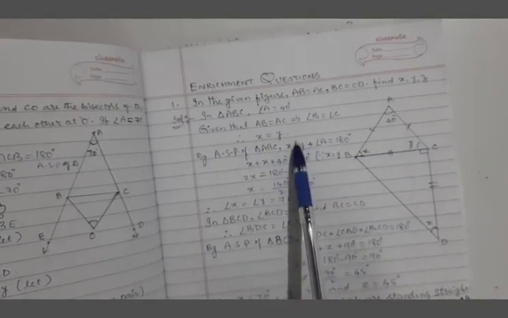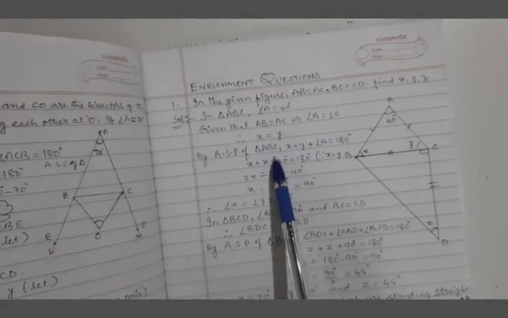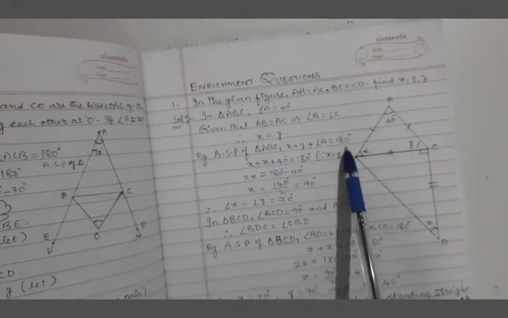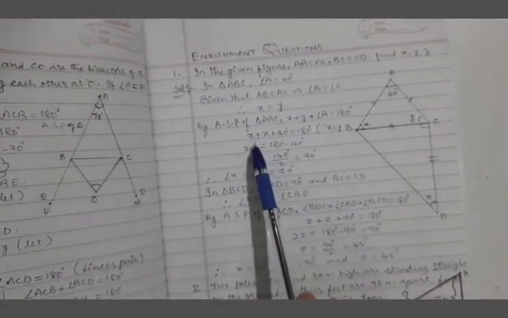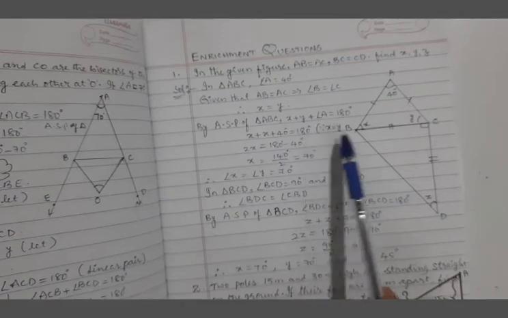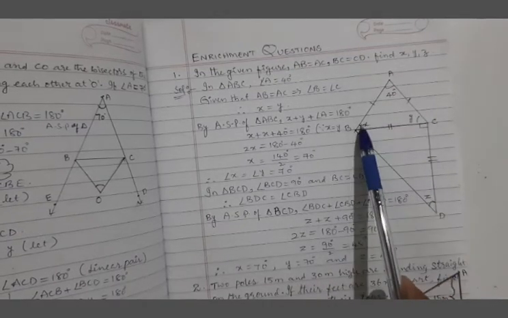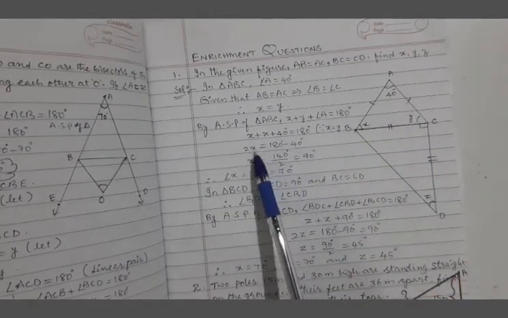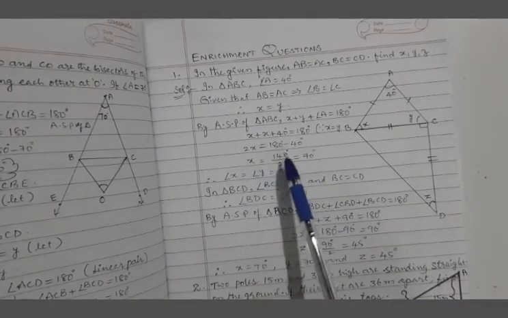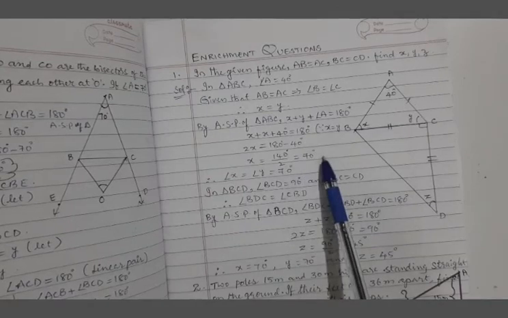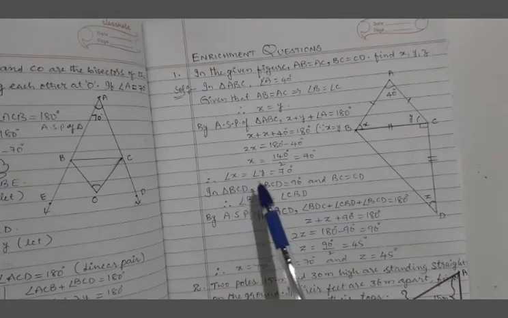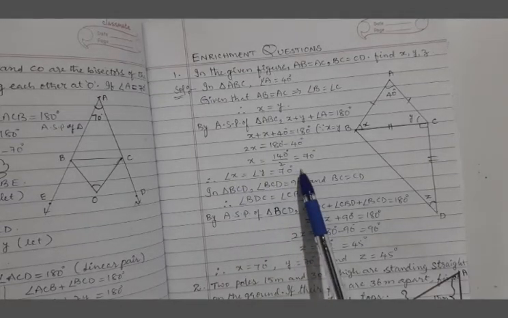I wrote here, by angle sum property of triangle ABC, angle x plus angle y plus angle A is equal to 180 degrees. Okay. So, 2x plus 40 degrees equal to 180 degrees. Why? X and y are equal. So, I am writing x or y, no problem. Any one letter you can write 2 times. 2x equal to 140 degrees. X is equal to 140 by 2, which is 70 degrees. Therefore, angle x is equal to angle y is equal to 70 degrees.